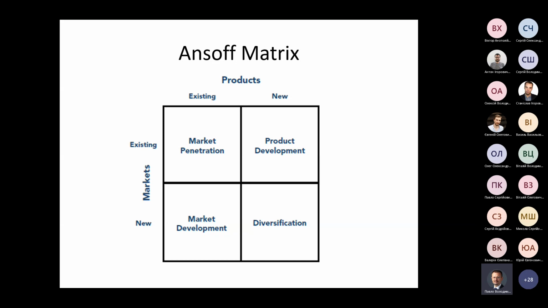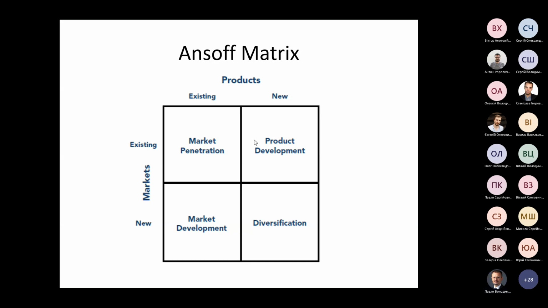The first is market penetration, when we are trying to sell more existing products at existing market. I'm stressing that all these strategies are connected with growth. So it means that we are trying to sell more. How is it possible? The most simple way is to use, for example, advertising and try to attract more customers at existing markets.